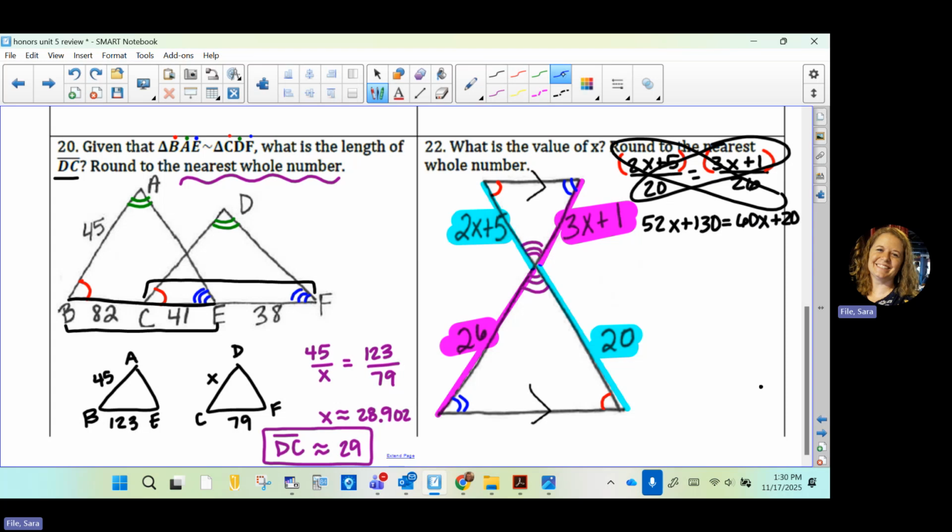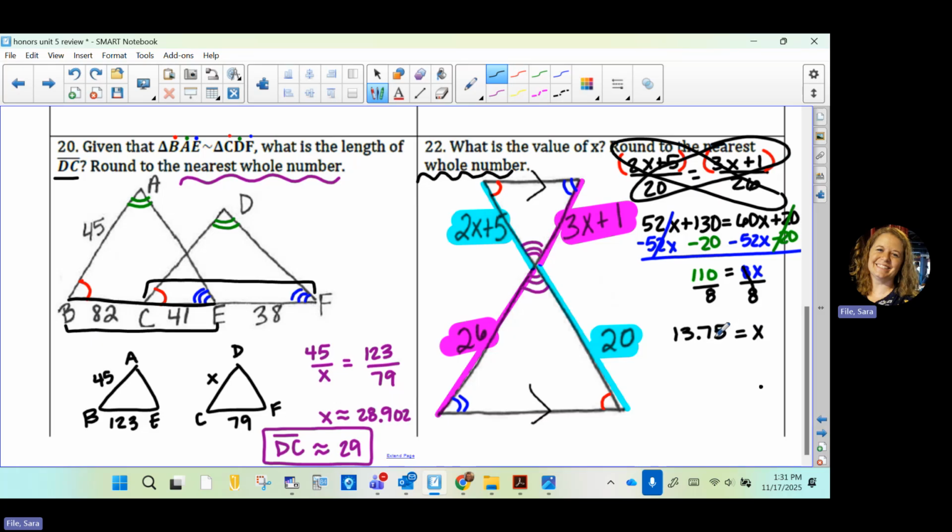Then I'm going to solve. So I'm going to move my x's to one side. I always like to move the smaller one to be left with a positive. So that leaves me with 8x on the right. And then I'm going to move my constant to the left, minus 20. So that leaves me with 110. And then I've got to divide out the 8. So 110 divided by 8, and it does again say round to the nearest whole number. This comes out to 13.75.